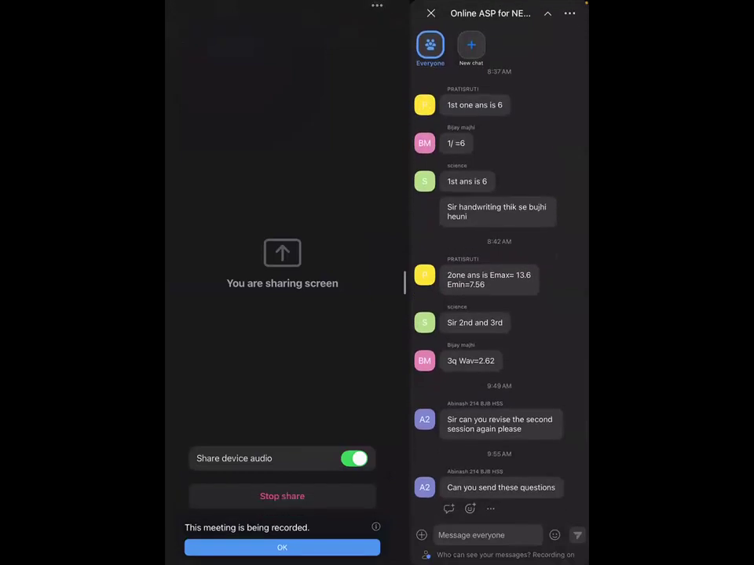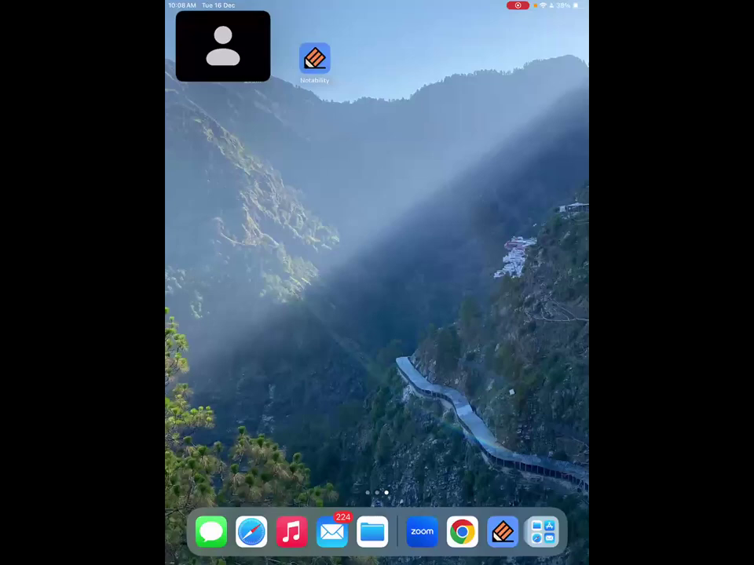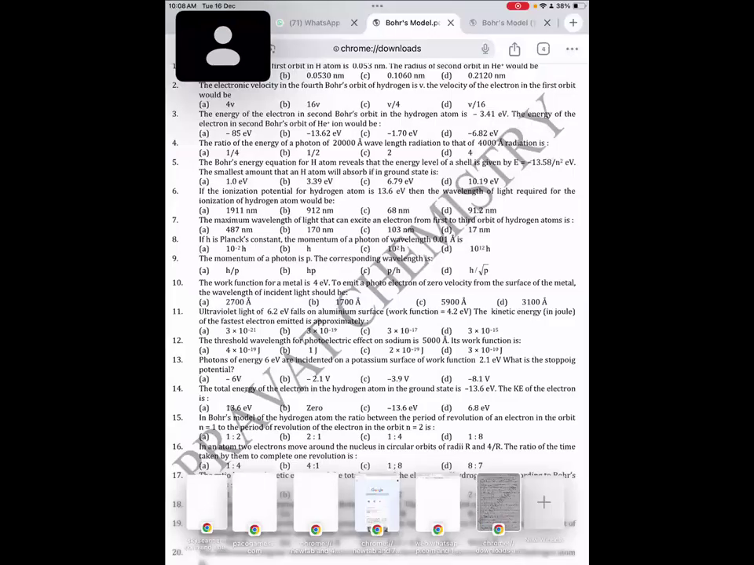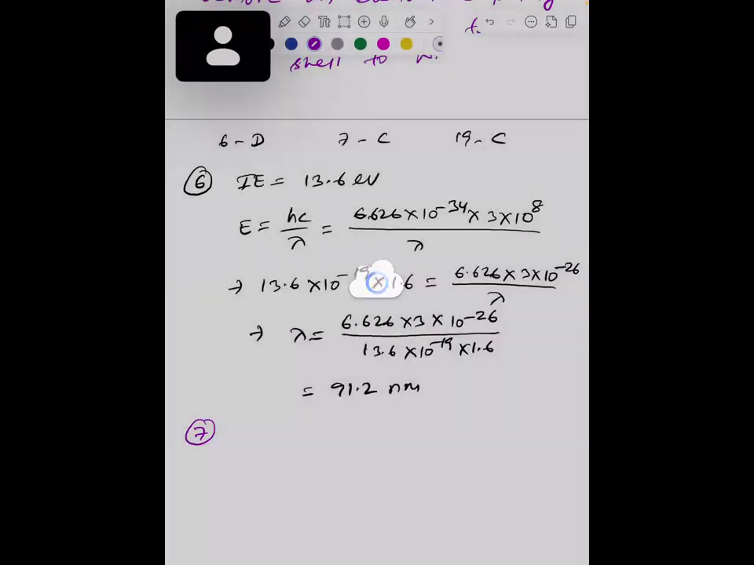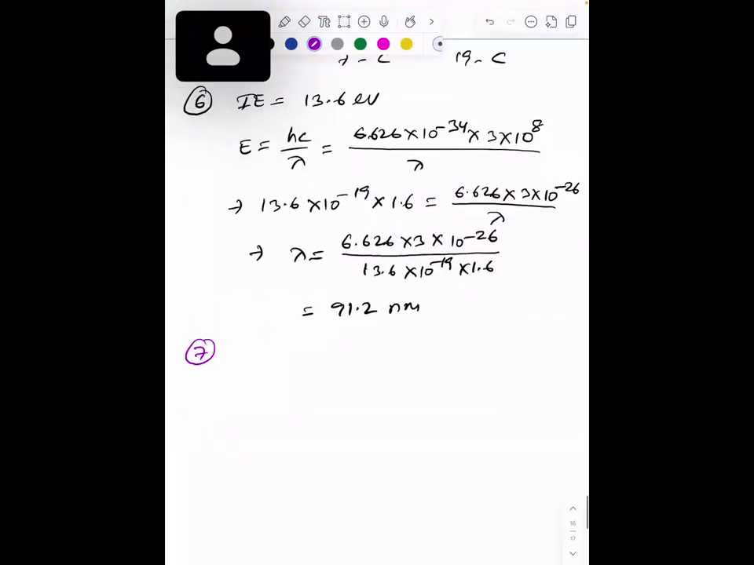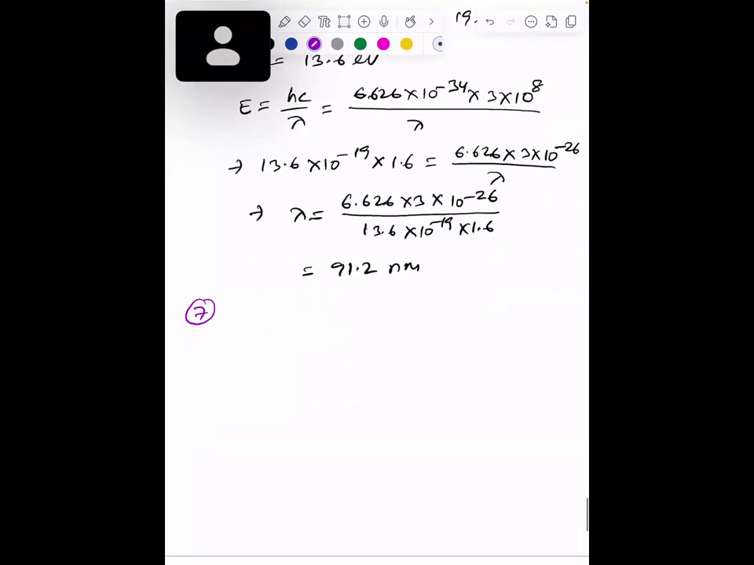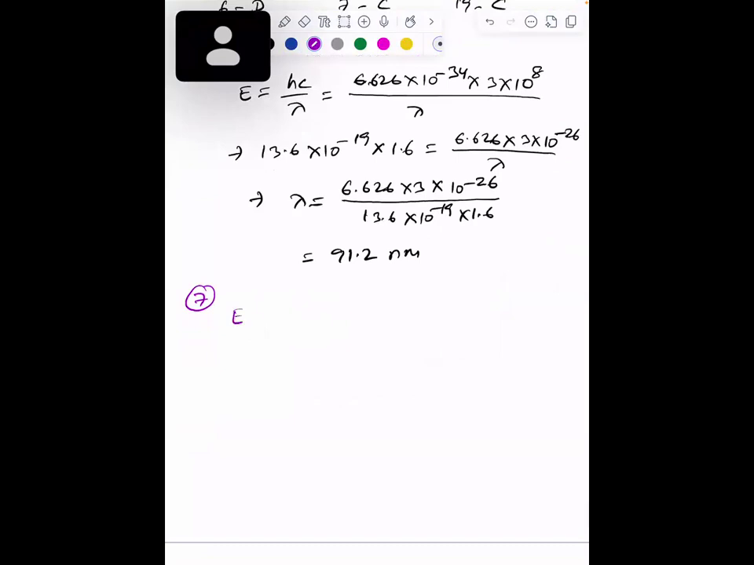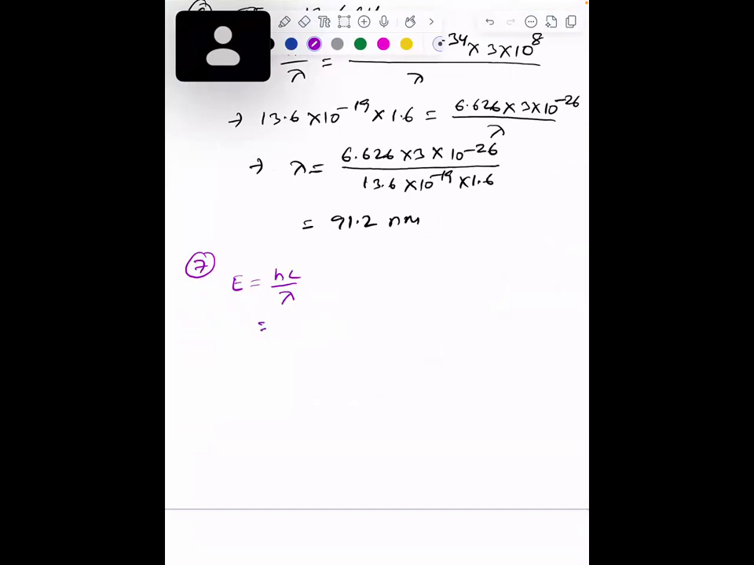And next, question number 7. So what is question number 7? The maximum wavelength of light that can excite an electron from first to third orbit of hydrogen atom is. Okay. First to third orbit, hydrogen atom. So E equals hc by lambda. So here the transition is given. So hc into RH Z square, 1 upon n1 square minus 1 upon n2 square.